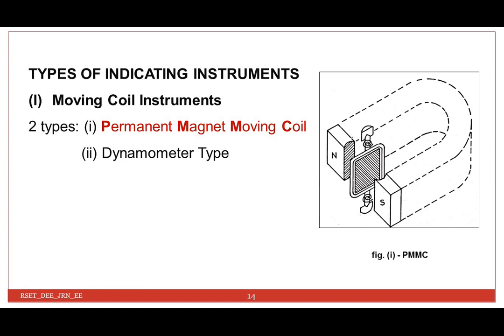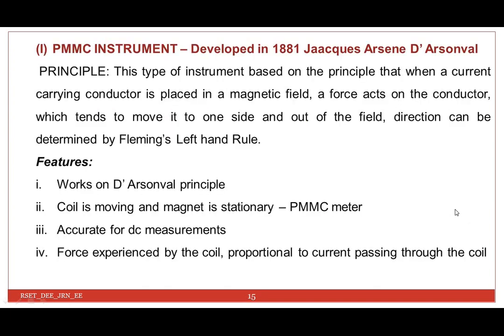And in moving coil instruments, you are having permanent magnet moving coil followed by dynamometer type. In this lecture, we will be concentrating on the PMMC instrument. And you can see the figure of the permanent magnet moving coil. From the name itself, it is very clear that the magnet is of permanent magnet nature, and this you can consider as the moving coil. Okay, so this moving coil is actually rotating between these two faces of the horseshoe magnet.